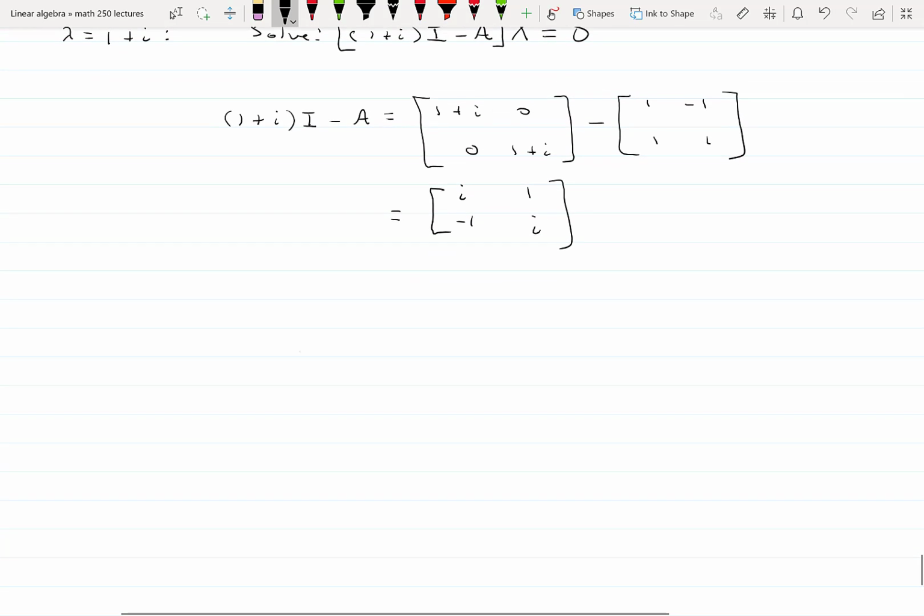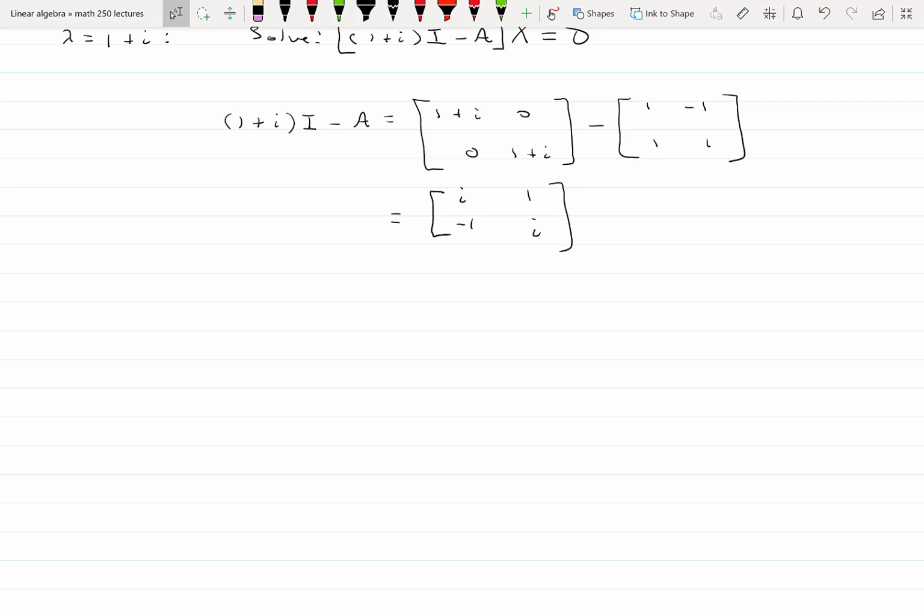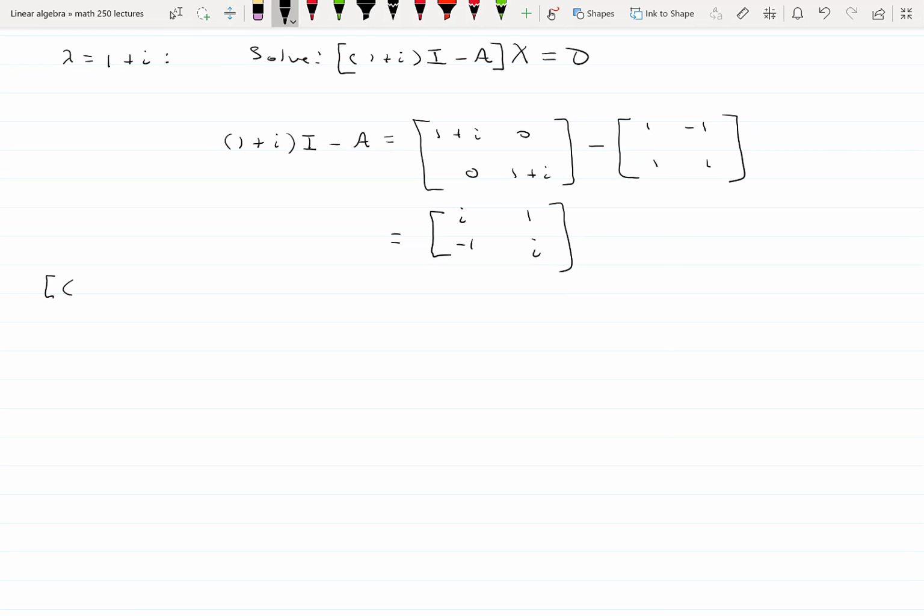Okay. So let's solve the system. Let's augment the matrix (1 plus i) times the identity matrix minus A with the 2 by 1 zero vector.